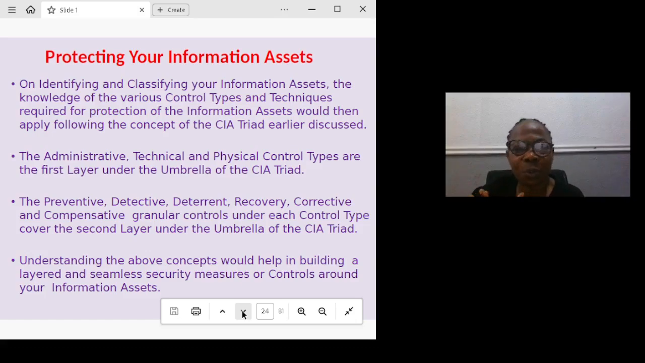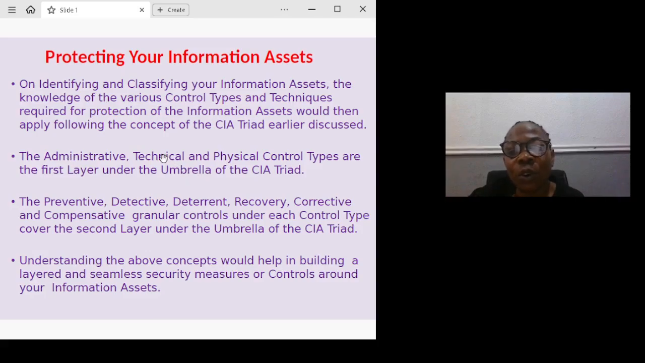Now we need to narrow down our asset identification, asset classification, risk assessment, and business impact into three areas: the administrative part of it, the technical part of it, and then the physical part of it. So in this particular scenario, we're going to call them the administrative controls, the technical controls, and the physical controls.